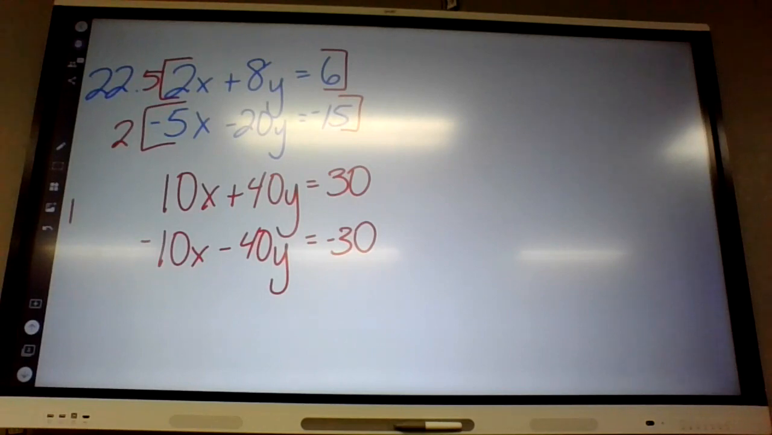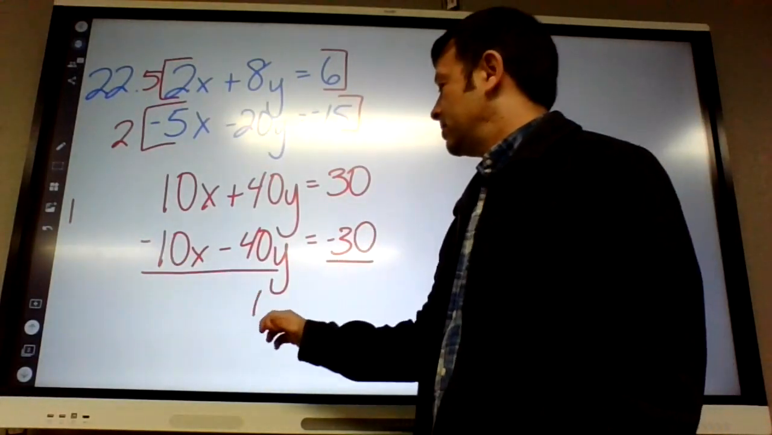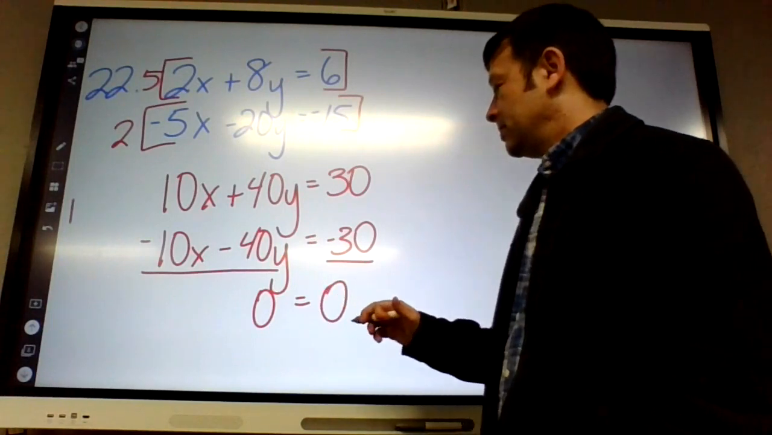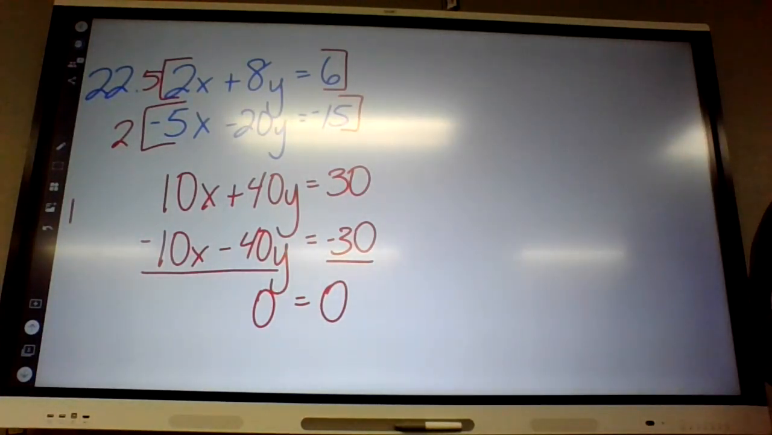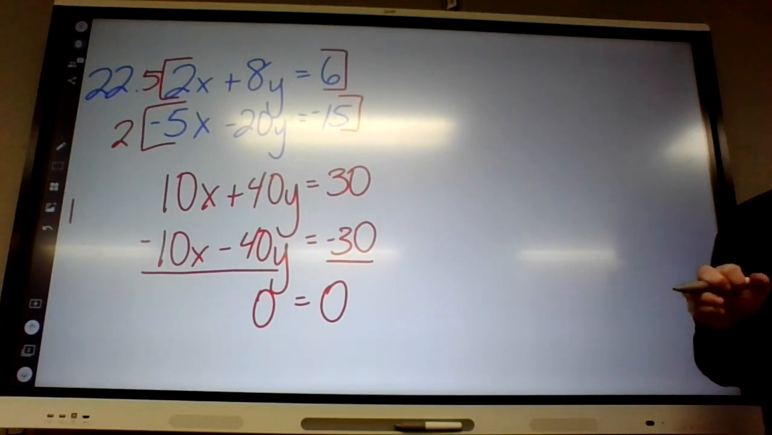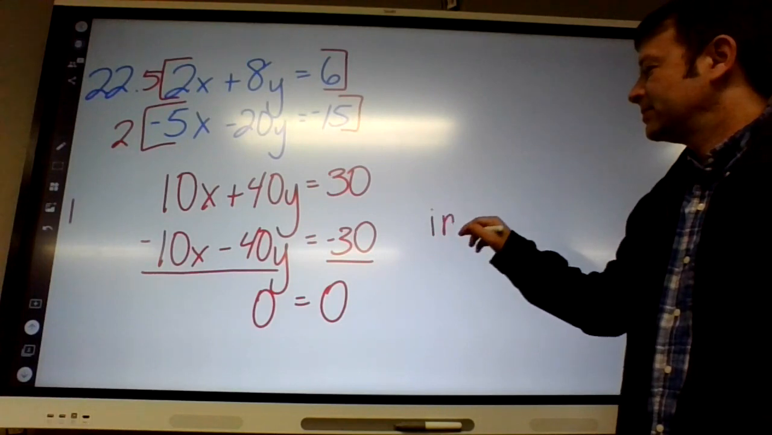Wouldn't all of them, because they're like 10, negative 10? They're all opposite, so what happens when we add? Oh. Okay, whoa. 0 equals 0? What does that mean? All numbers. Yeah. It literally means infinite solutions.